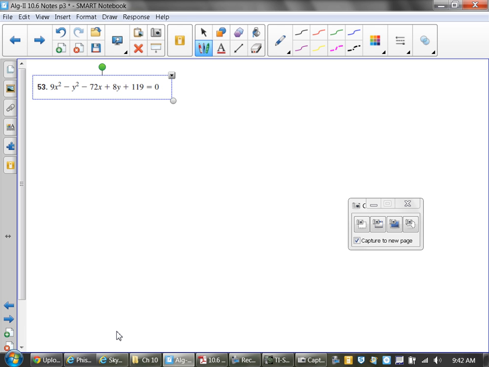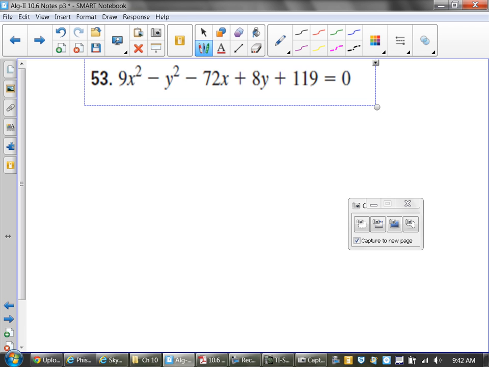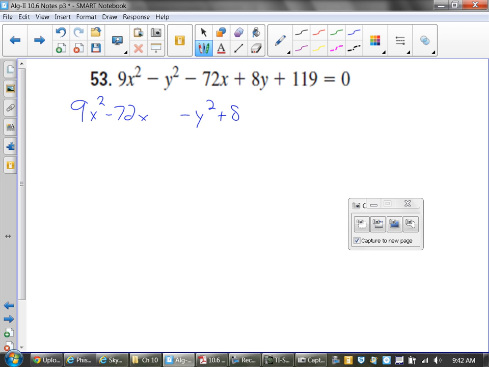All right, again, when I get to this point here, notice we've got an x squared and a y squared. You might also notice that there's a subtraction symbol between the two, which means it's probably going to wind up being a hyperbola. So I'm going to group them: 9x squared minus 72x minus y squared plus 8y equals negative 119.